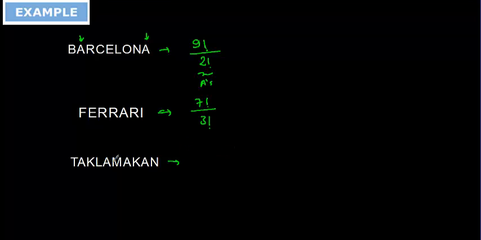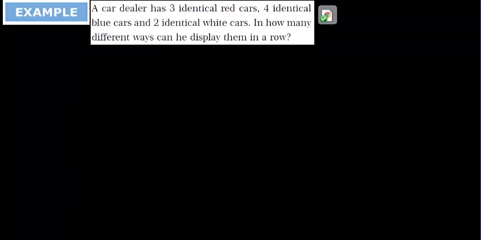Okay, then Taklamakan. Taklamakan is a 10-letter word. So it's going to be 10 factorial over... Which letters are the same? The A's are the same here. There are 4 A's, so 4 factorial different ways we can arrange these A's, and it is not important for us because they are the same letters. Then we have K's. Here we have a K and one more K, so there are 2 K's, and 2 factorial different ways we can arrange them. Again, 4 factorial for the A's and 2 factorial for the K's, and this arrangement is not important. Okay, let's continue.